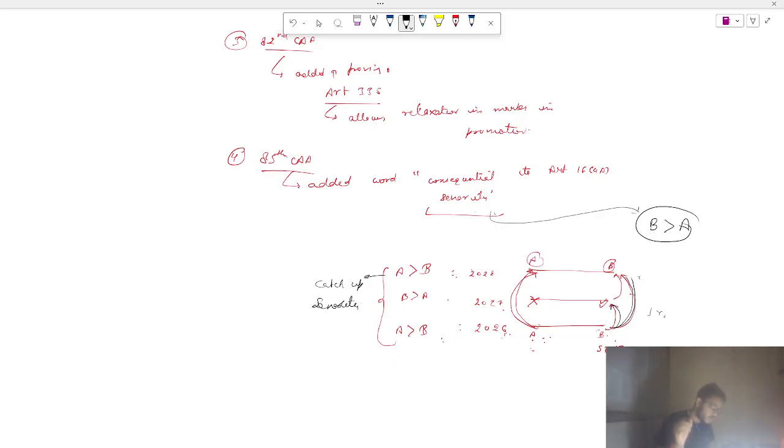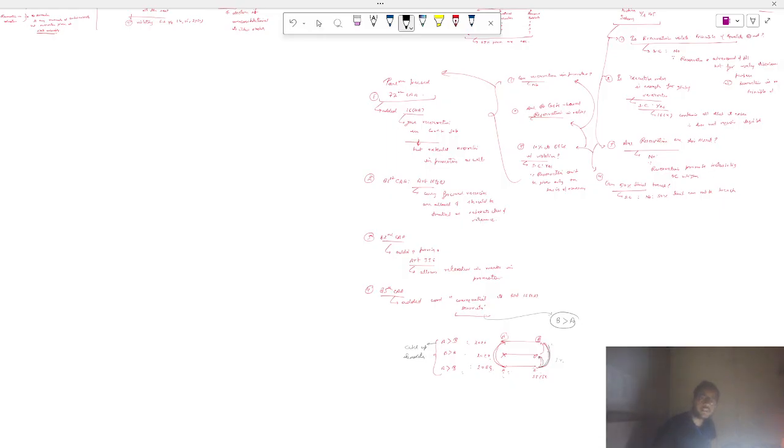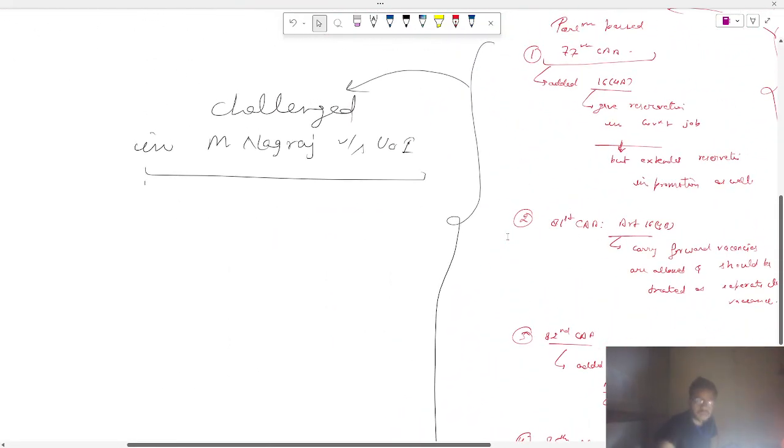Now all these have been challenged in M. Nagaraj versus Union of India. Now, what did the Supreme Court say? Let's discuss this.